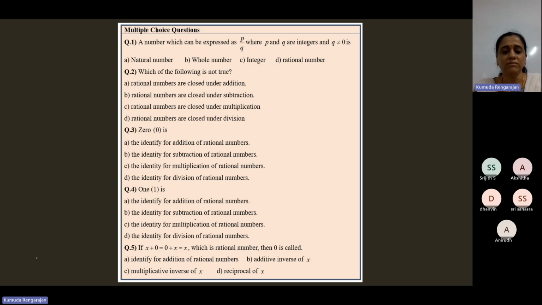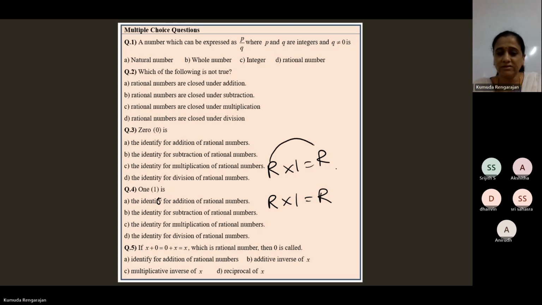Next one. 1 is the... Ma'am, multiplication, identity of rational numbers. Correct, because rational number into 1 is equal to rational number. When a rational number is multiplied by 1, the product is the rational number itself. You get the same answer, identical answer. So 1 is the multiplicative identity of rational numbers.